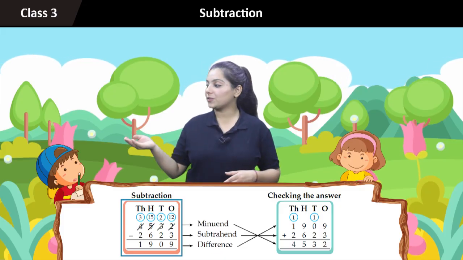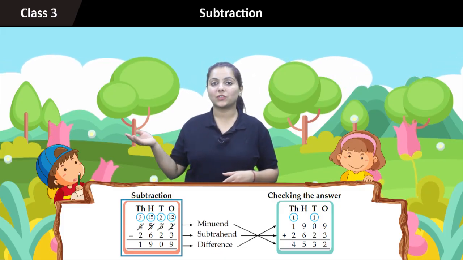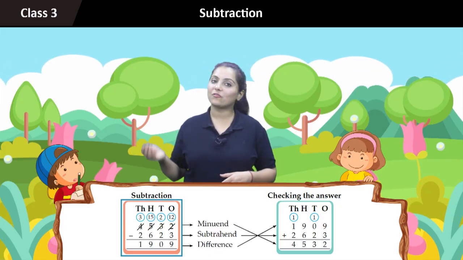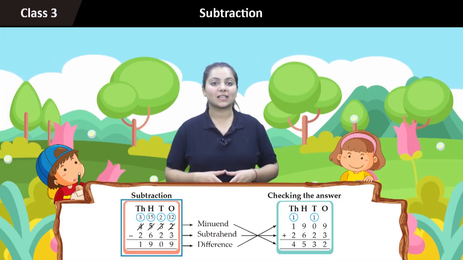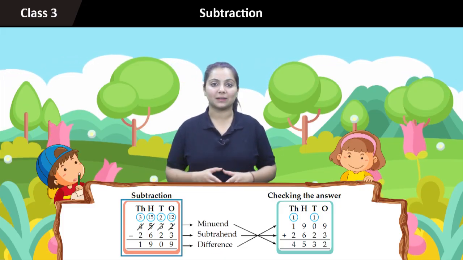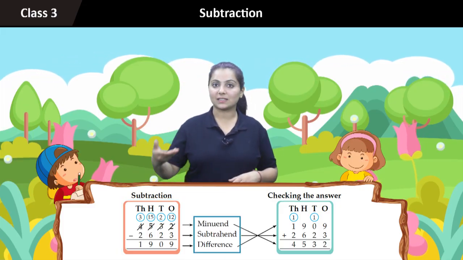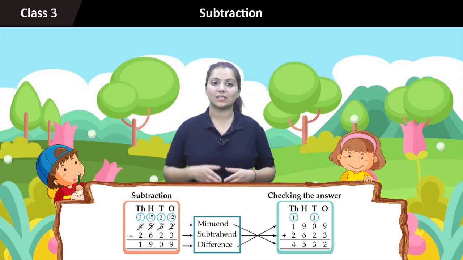Now, after borrowing, 4 has become 3. So 3 minus 2 is 1. So the answer is 1909. This is minuend, this is subtrahend, and this is difference.